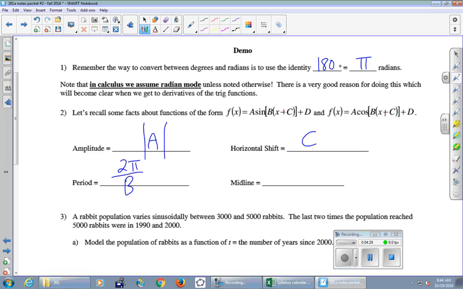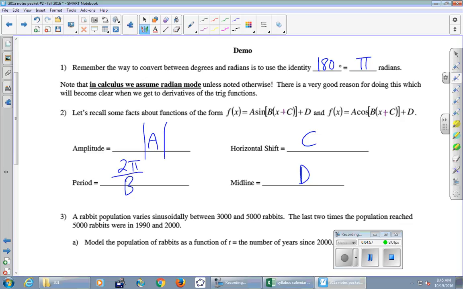Okay, and then midline. So again, just think of sine of x. What's the midline for sine of x? It is y equals 0, the x-axis. But if we shift vertically, then that midline shifts. Which letter is that vertical shift? D. It's definitely A. So the negative of the absolute value. Right, so D, either up or down depending on the sign of D.